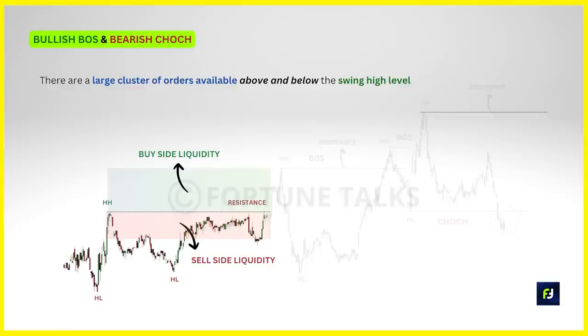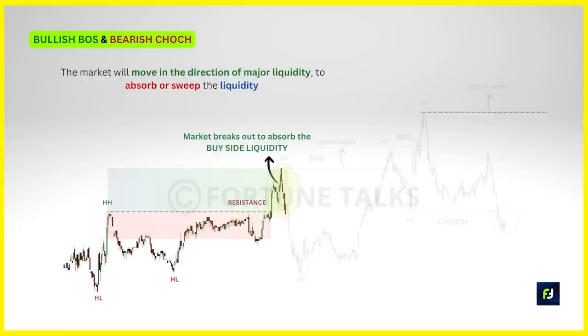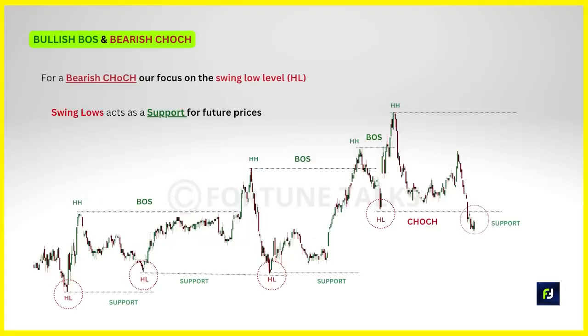So now what will happen? Depending on which side has the majority of orders, the market will move in that direction to absorb or sweep the liquidity. In this case, a breakout above the swing high has happened, meaning that the concentration of buy orders was much more than the amount of sell orders available below this level. This is why the market moved higher, absorbing all the seller stop losses and buy limit orders. A similar scenario takes place in case of a bearish change of character.